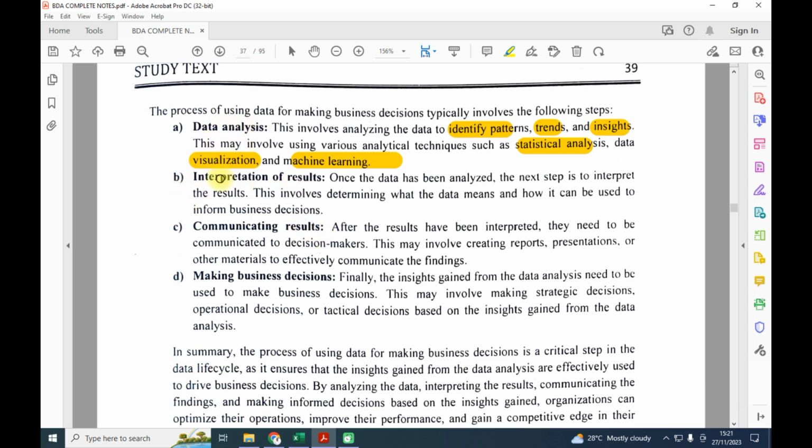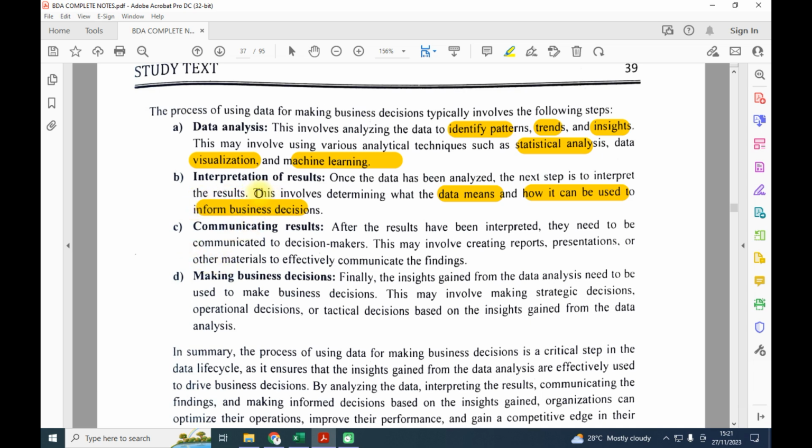Then after we have analyzed, next we do the interpretation of the results. Once the data has been analyzed, the next step is to interpret the results. It involves determining what the data means and how it can be used to inform business decisions. So you interpret the results. If it is the results of a regression model, you will interpret it and use it for decision making.